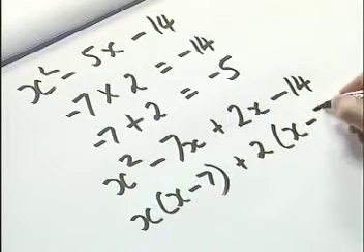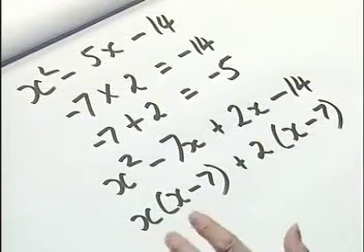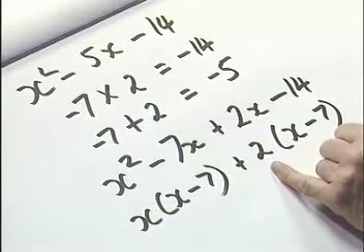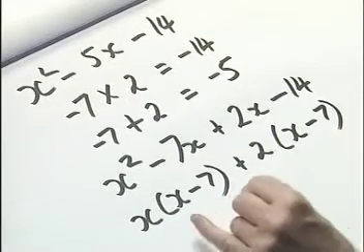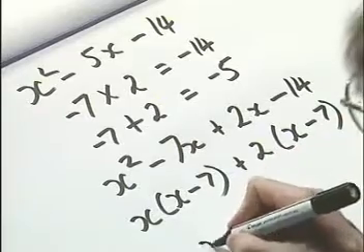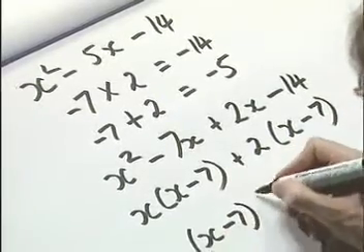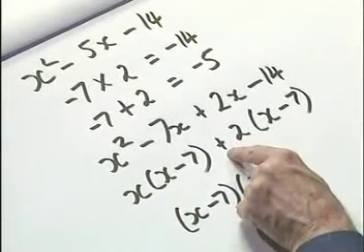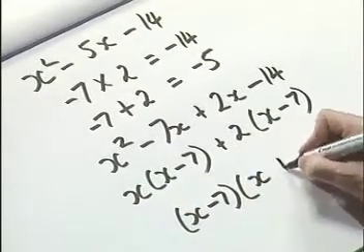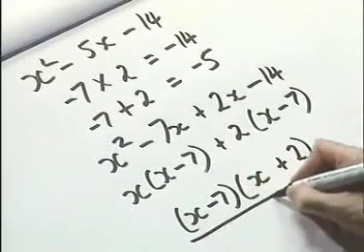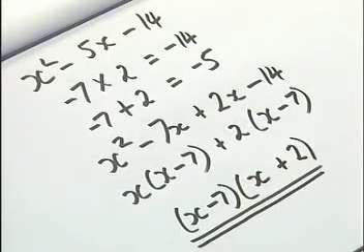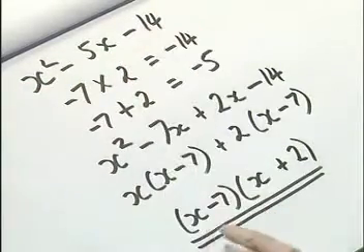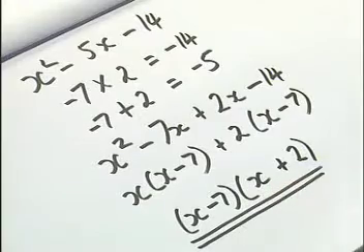And x minus 7. Two lumps of algebra, and each one's got the same factor in, this x minus 7. So we'll take that as our common factor. So x minus 7 is multiplying x, and it's also multiplying plus 2. So again, we've arrived at a factorisation of this. x squared minus 5x minus 14 factorises as x minus 7 times x plus 2.